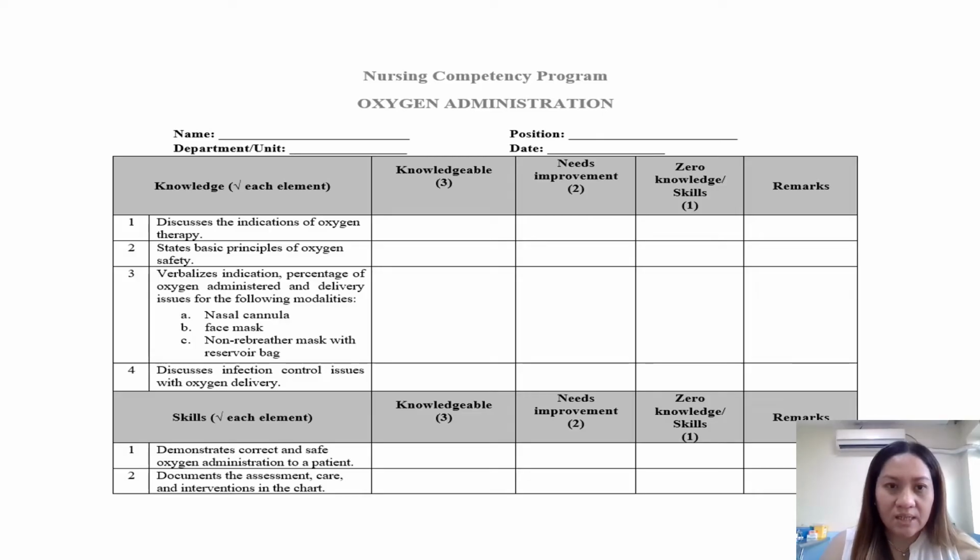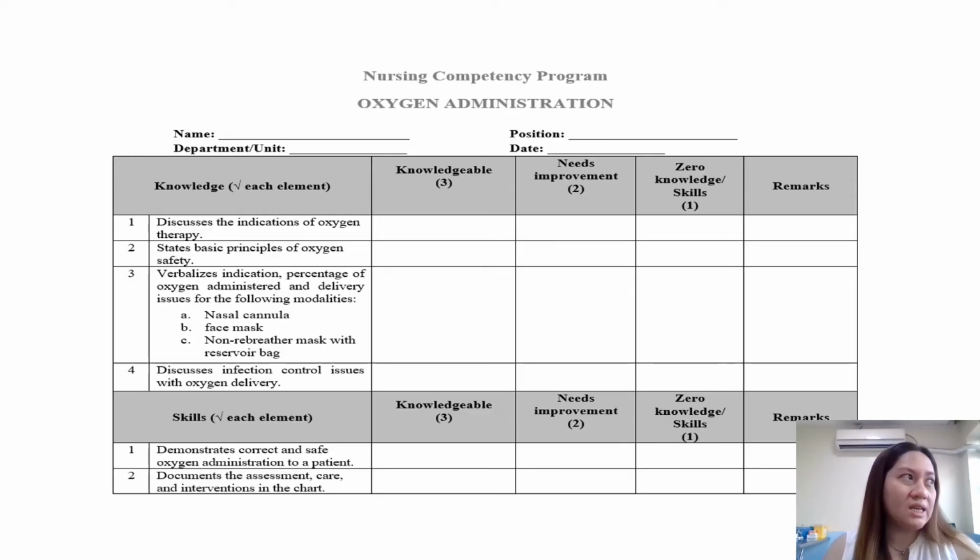Be able to discuss the indications of oxygen therapy. Meaning you will ask your nurse, kindly discuss when we put the patient on oxygen therapy. What are the indications? Maybe the nurse would say having difficulty breathing, pulse oximeter or O2 saturation reading below 95%, and so on and so forth.